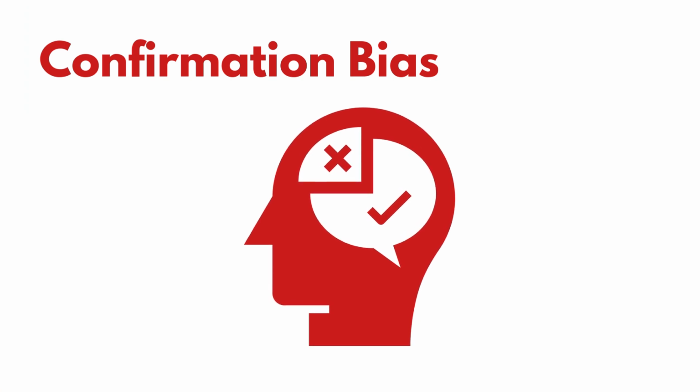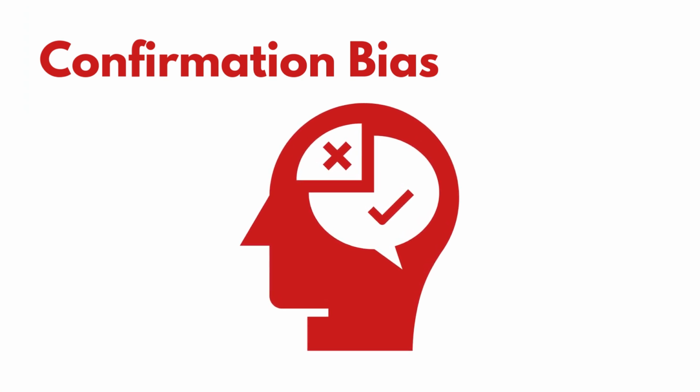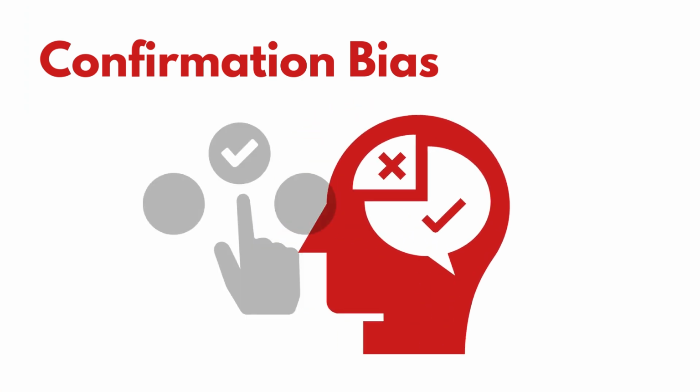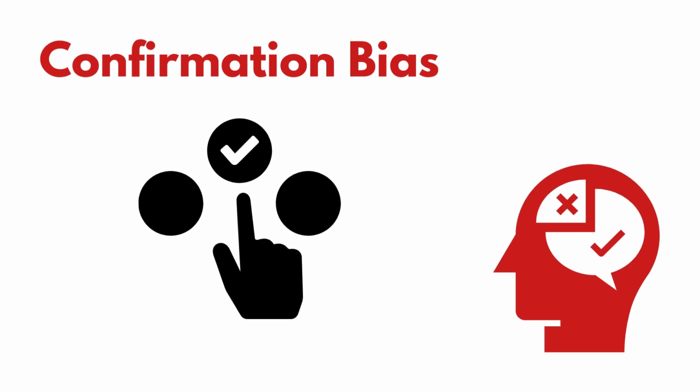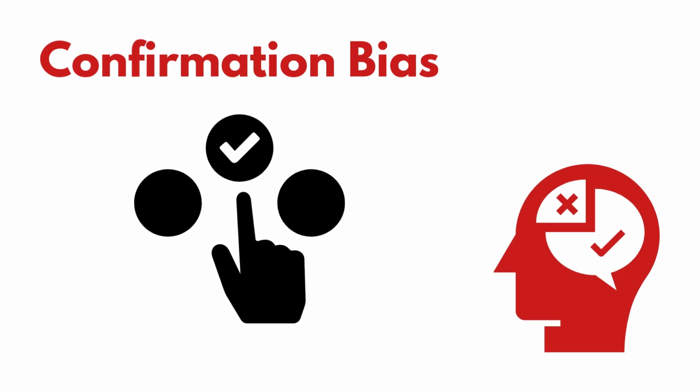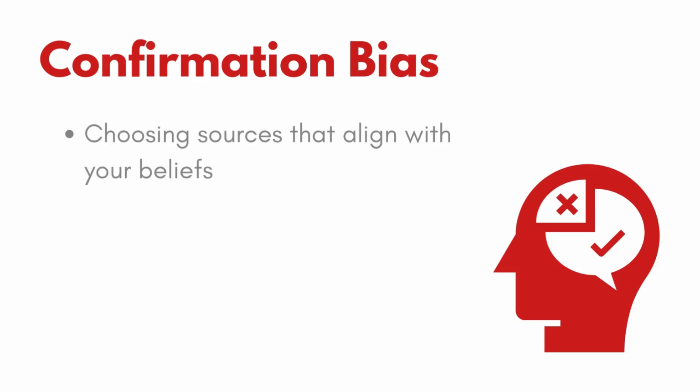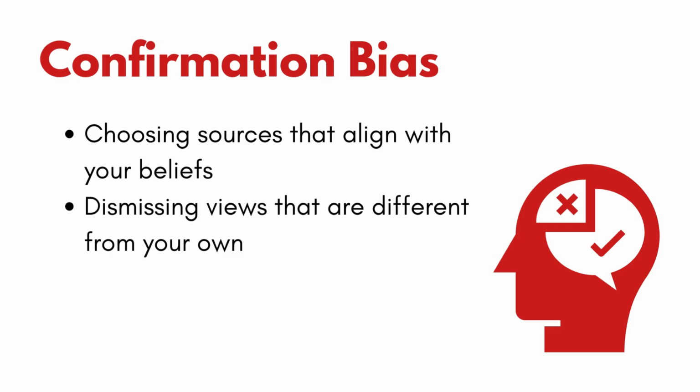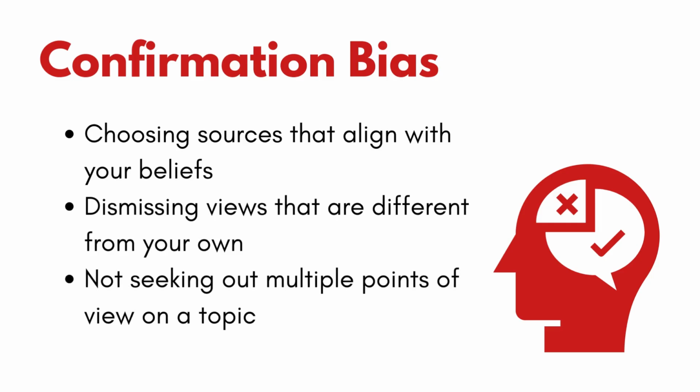Confirmation bias is particularly important to be aware of when doing research. This type of bias involves the favoring of information that aligns with pre-existing beliefs. This might look like choosing sources that align with your beliefs regardless of their validity, dismissing views that are different from your own, or not seeking out multiple points of view on a topic.